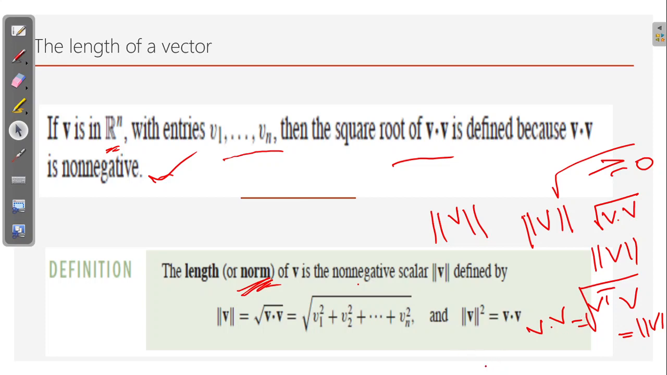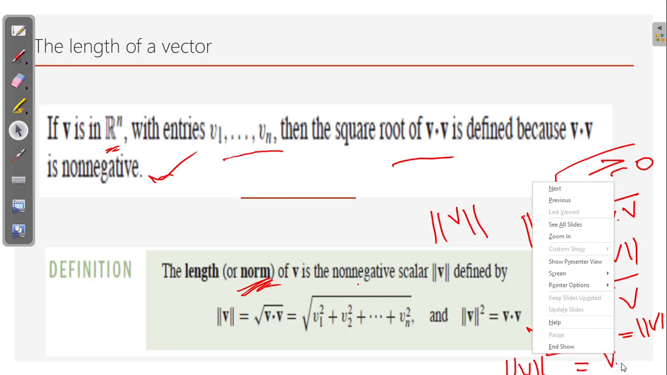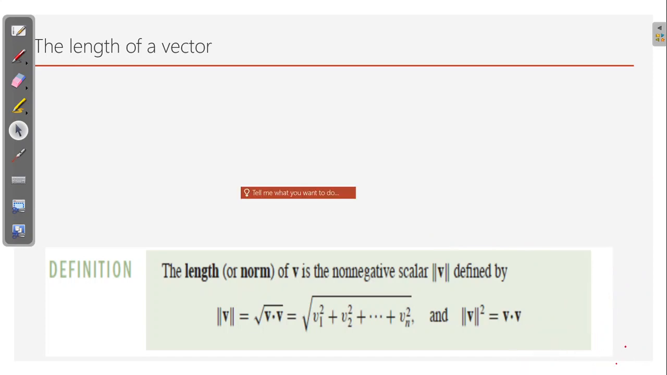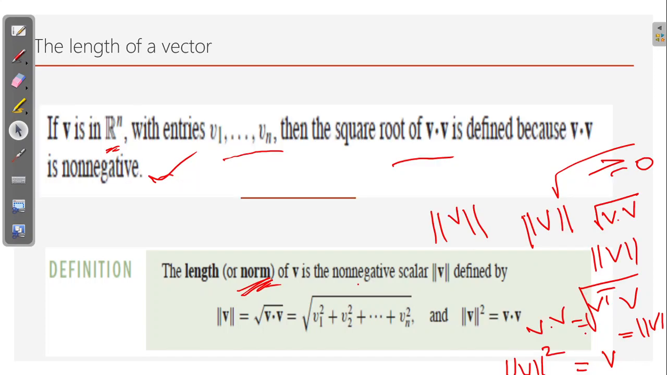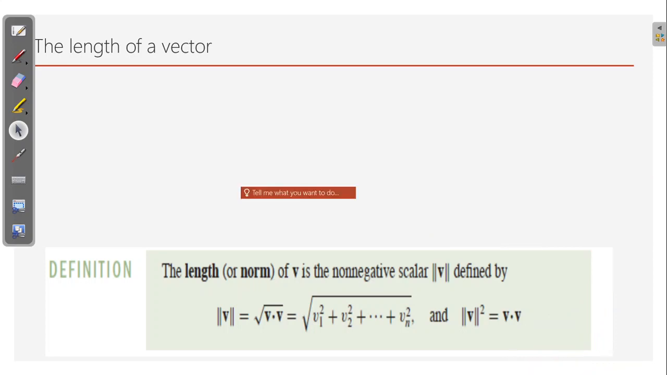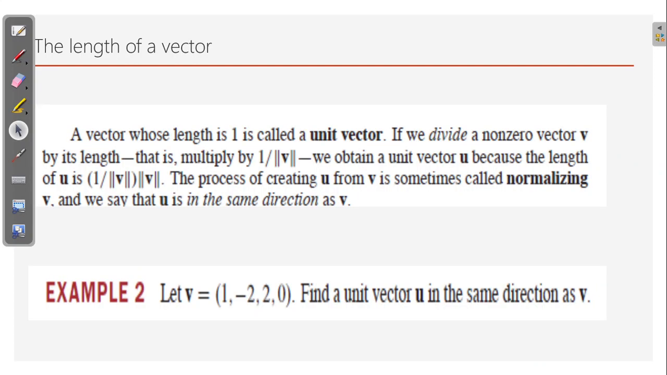And norm v squared, if you square it, gives the inner product v dot v. That is the length of a vector which belongs to the space Rn.